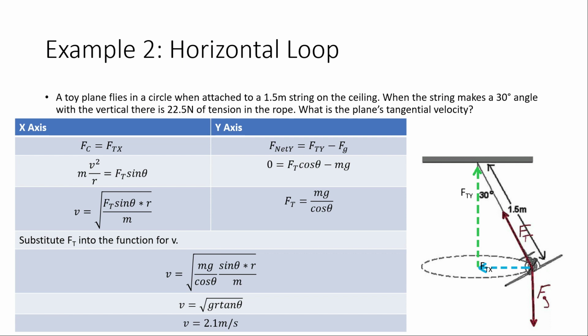We can split into x and y's, and the nice thing is that when we split into x and y's, we know anything in the y will have to end up equaling 0 because there should be no y acceleration. The net y, F net y, is always going to be equal to 0 when we set it up this way. And that allows us to make some equivalences, use some substitution, and solve for things that we wouldn't be able to if we did it a different way.